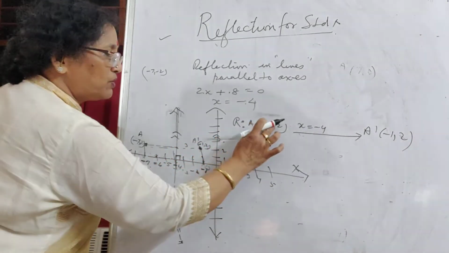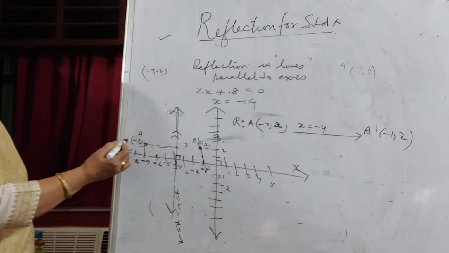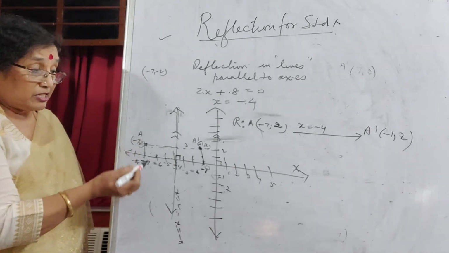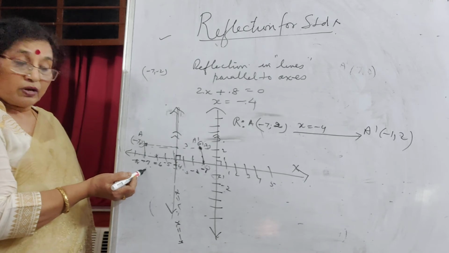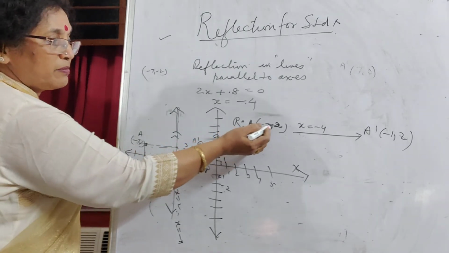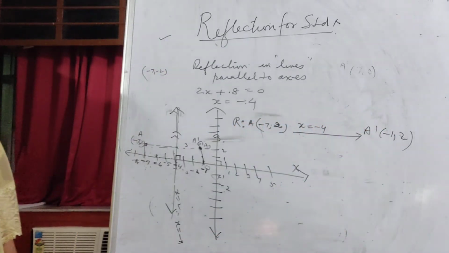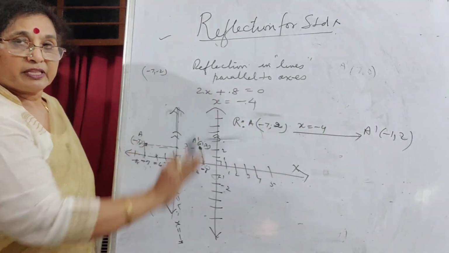Sorry, this is (-7, 2), children, not (-7, -2). I took (-7, 2). If I had taken (-7, -2), the answer would have been (-1, -2). Okay. So anyway, sorry I made that mistake.